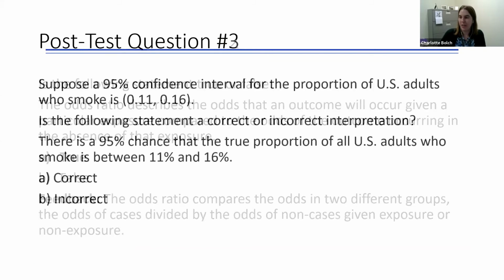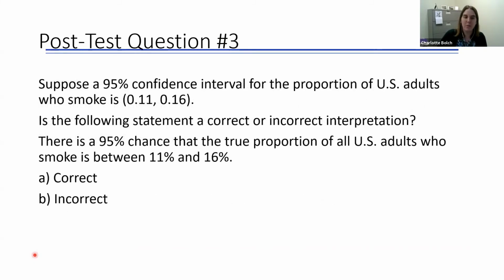Okay, the third one is, suppose a 95% confidence interval for the proportion of US adults who smoke is 0.11 to 0.16. Is the following statement a correct or incorrect interpretation of that confidence interval? There is a 95% chance that the true proportion of all US adults who smoke is between 11% and 16%.